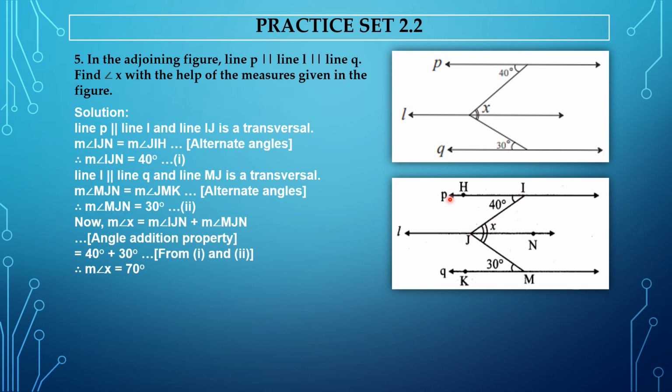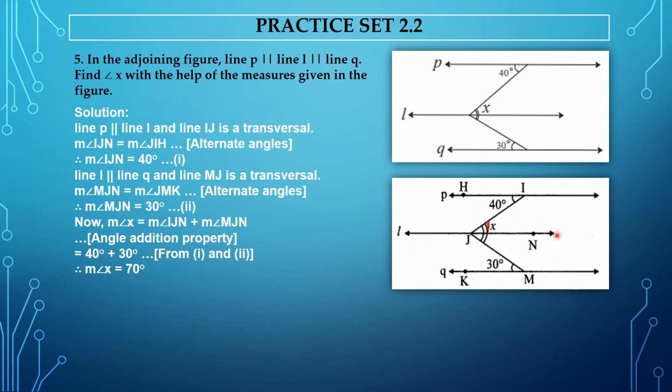Now students, angle IJN is equal to angle JIH. This one. Reason: alternate angles. So measurement of angle IJN is 40 degrees. Only this much part is 40 degrees.